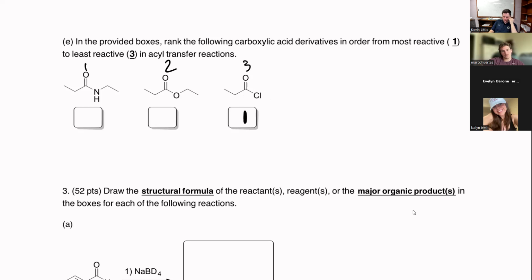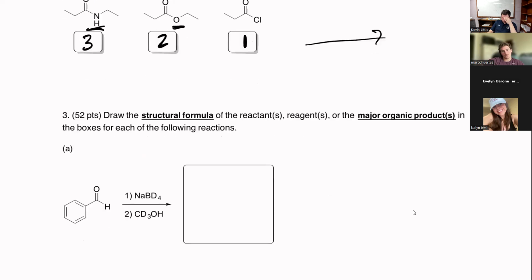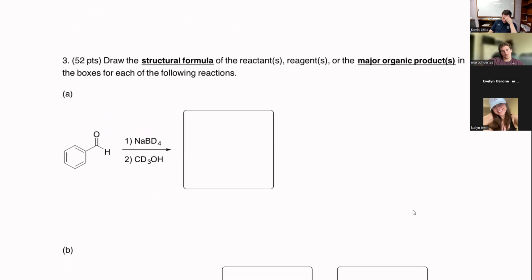What is the second most reactive? Is it 2? 2, right? This one's less electronegative, but it's still a better leaving group than 1. So this is just a periodic trend, where this being a great leaving group, this being an okay leaving group, this being a bad leaving group makes this trend happen. Okay.